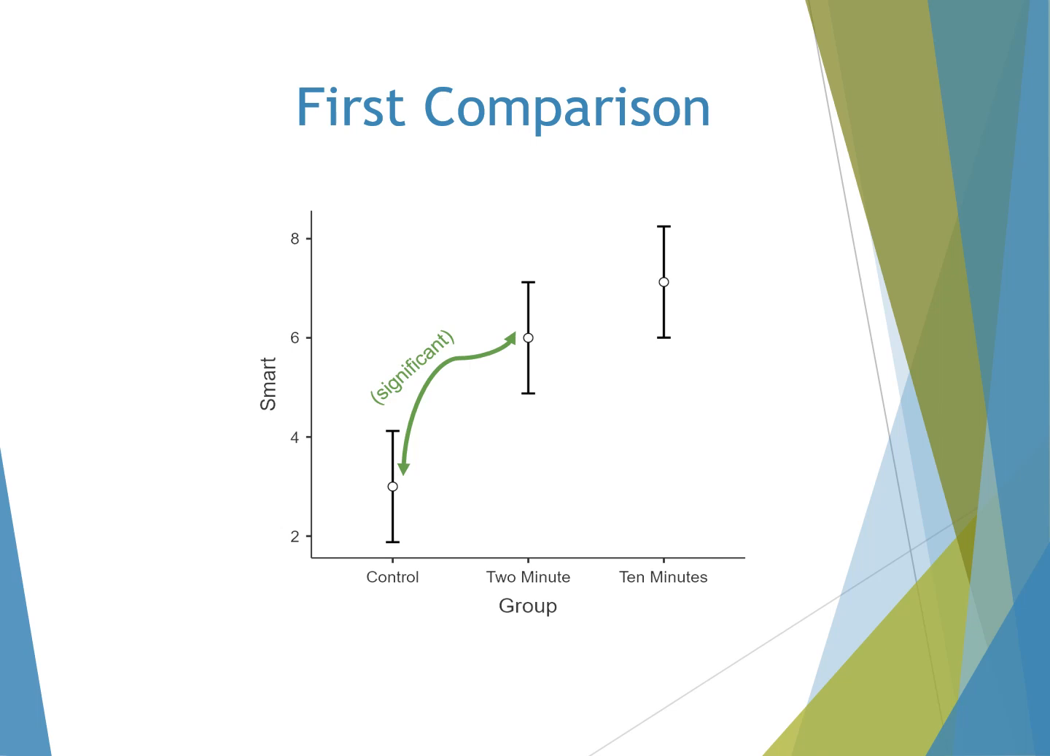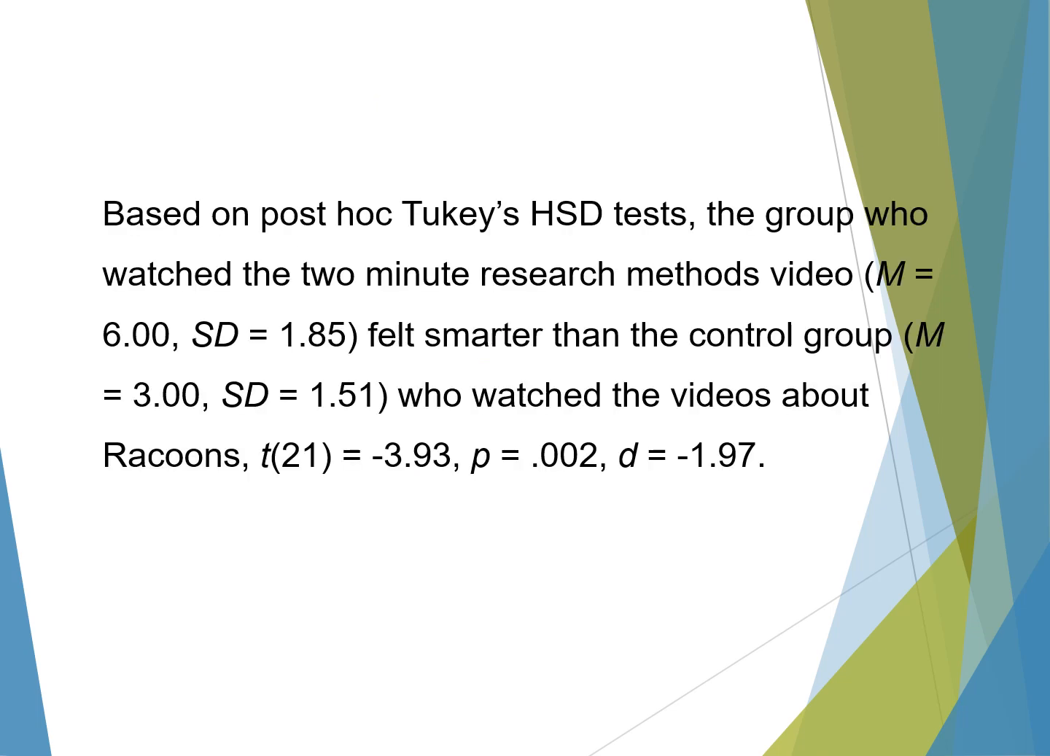Our first comparison, between the raccoon video and the 2-minute video, was significant. So we have a significant difference there. So when we write it up, we need to add to our reporting of the overall test. So this next step is, in addition to reporting the overall test, where you report on that F-test, you add more sentences.